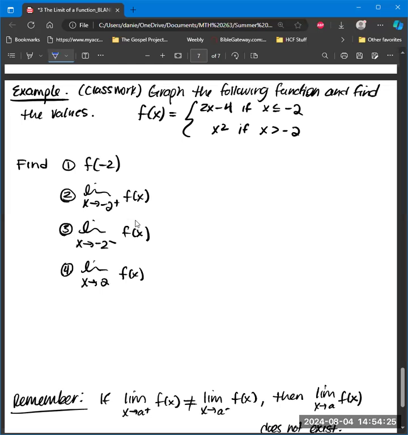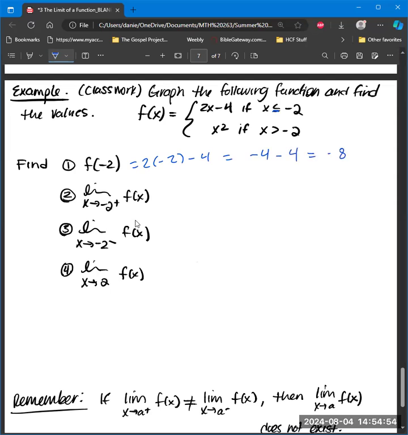So graph the following function and find the values. f of x is equal to 2x minus 4 for x less than or equal to negative 2, and x squared if x is greater than negative 2. So first let's find f of negative 2. So we look for which part it's equal to, stick negative 2 in here. 2 times negative 2 minus 4 is negative 4 minus 4 is a negative 8.